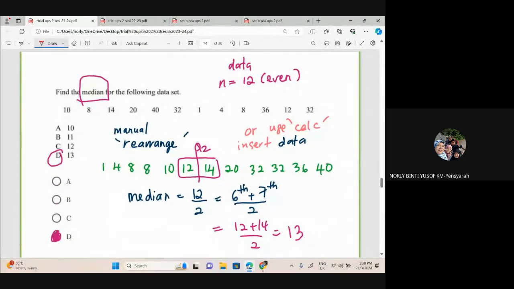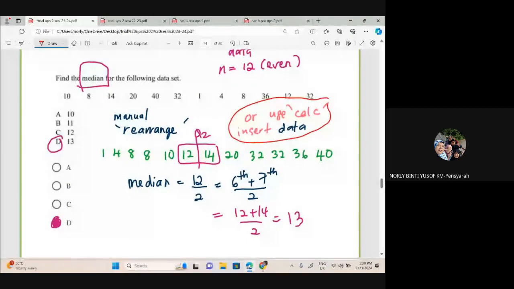Data dia genap sebab bila kita kira ada 12, lepas tu kena rearrange lah. Kalau nak guna calculator pun boleh, masukkanlah data tu if you want to use your calculator. If you don't want, you rearrange manually. And then since you know that the data is even, you dapat 12/2 is 6, right? So 6 is in the middle lah.